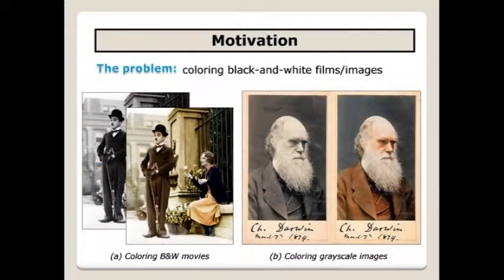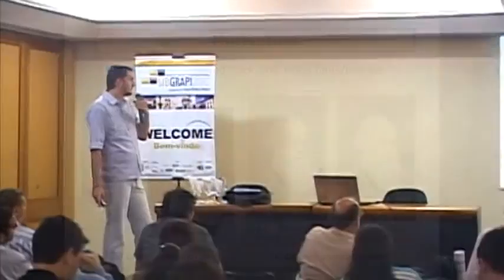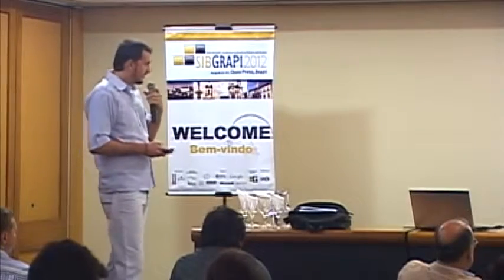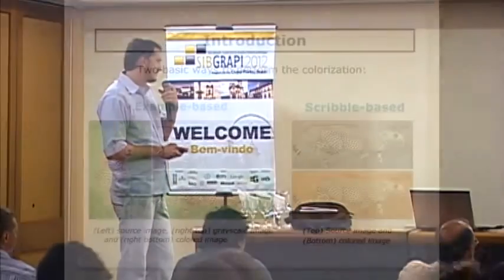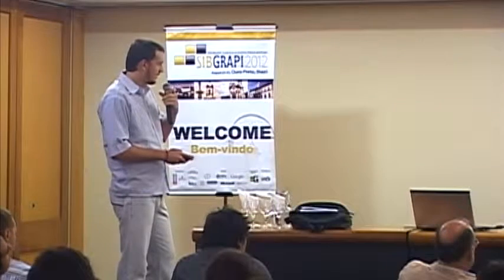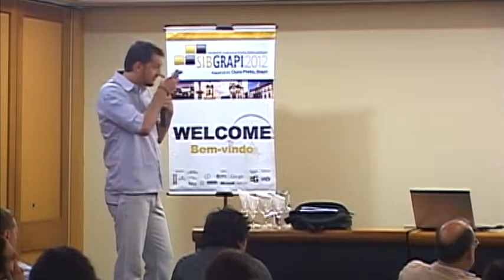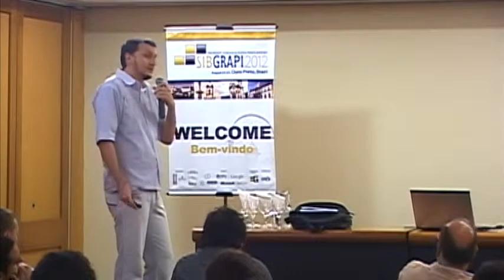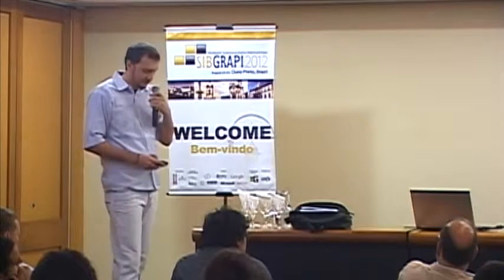About the motivation. There are many applications that use some kind of colorization-based approach in their pipelines. For instance, in this frame, we can see an example of colorization to color black and white films, movies, for instance. In this case, it's the classical approach to color a grayscale image, old photos, something like that.